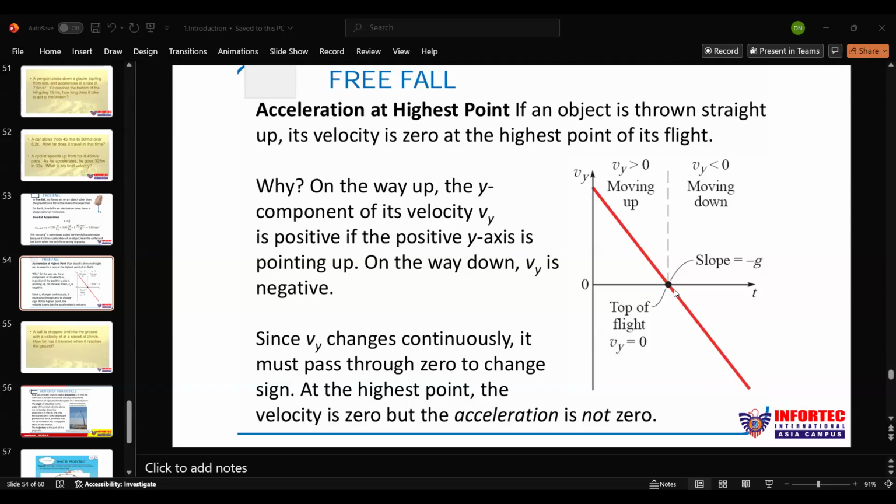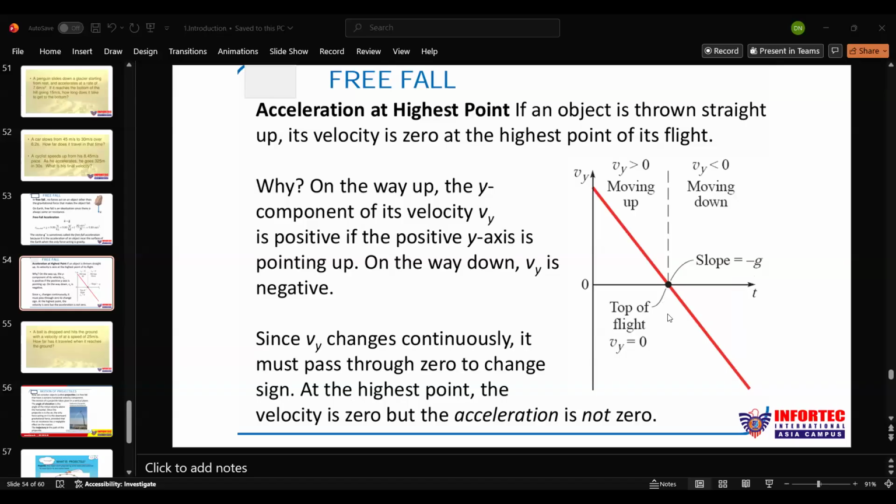Then it acts as a free-falling object and Vy changes continuously. It must pass through 0 to change sign. At the highest point, the velocity is 0, but the acceleration is not 0. Then it goes down, so Vy is less than 0. The slope is minus g because upward is the positive direction here. The slope is minus g, the same while moving up and moving down. The same gravitational acceleration happens.